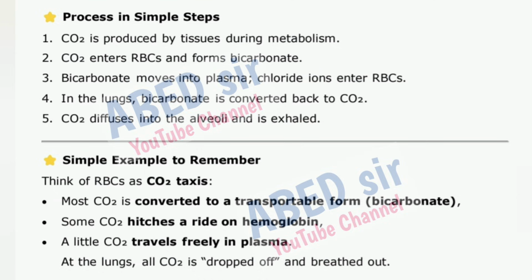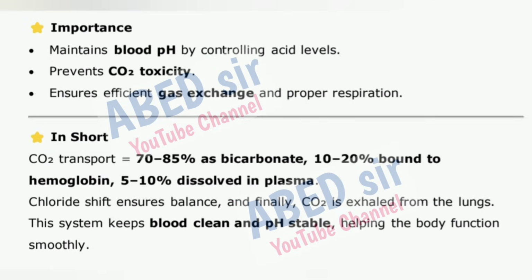Simple example to remember. Think of RBCs as CO2 taxis. Most CO2 is converted to a transportable form, bicarbonate. Some CO2 hitches a ride on hemoglobin. A little CO2 travels freely in plasma. At the lungs, all CO2 is dropped off and breathed out.